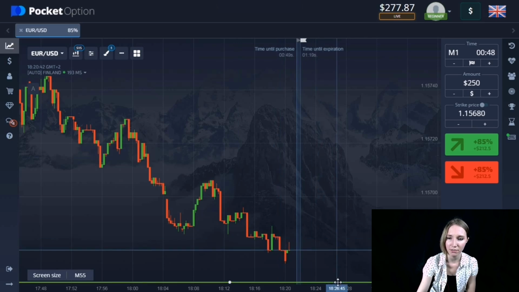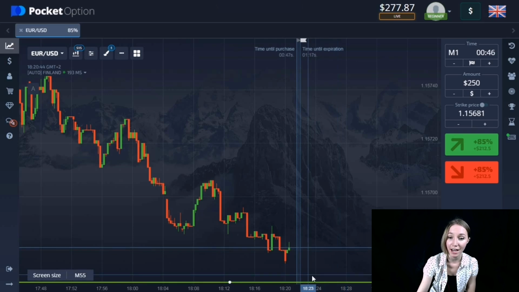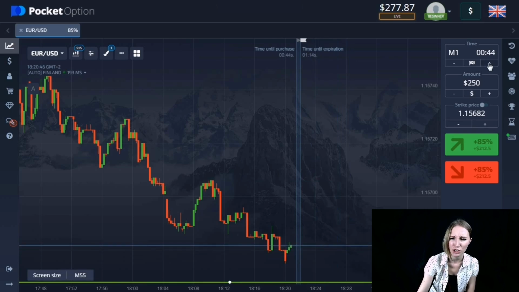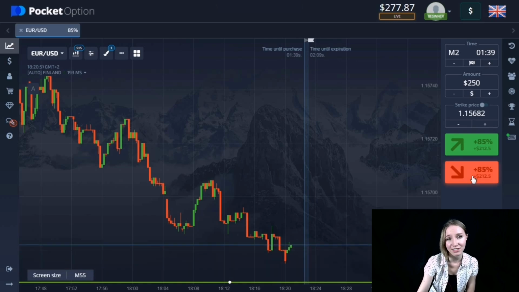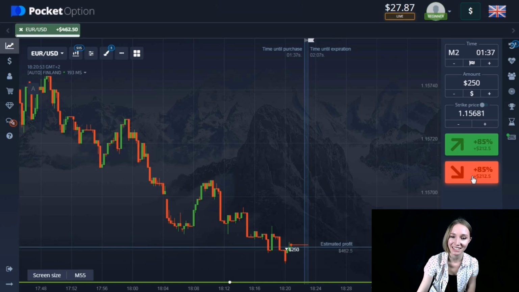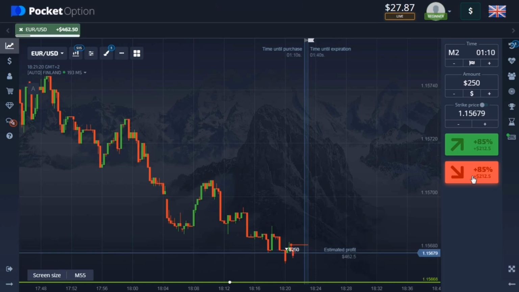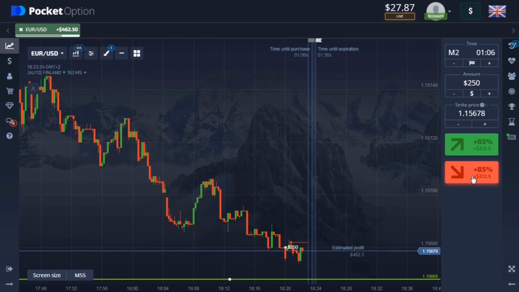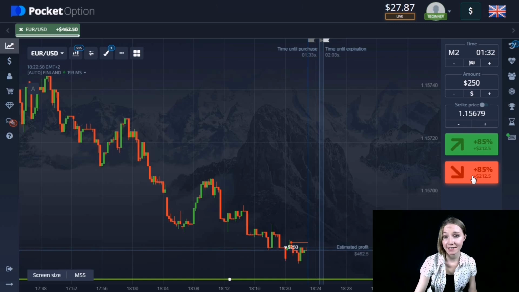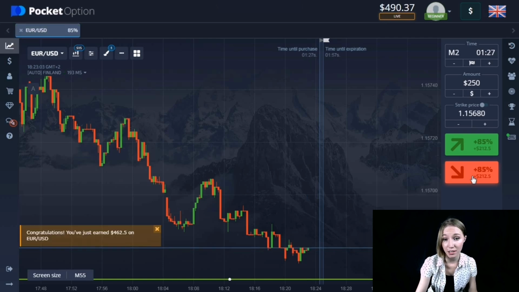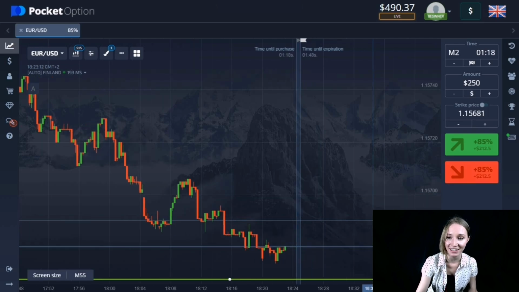There's still room to the support level, so I would like to open a trade down, following the downtrend, for 2 minutes. I think that the price will continue its movement to the support level, and we will have time to close it in profit. So guys, let's look at the results. Well guys, here we can see that close to the level, the price is starting to slow down, but anyway, the movement has continued and we are getting a great profit. So our deposit is $490 already, and it means that we can continue. So guys, let's analyze the next situation.